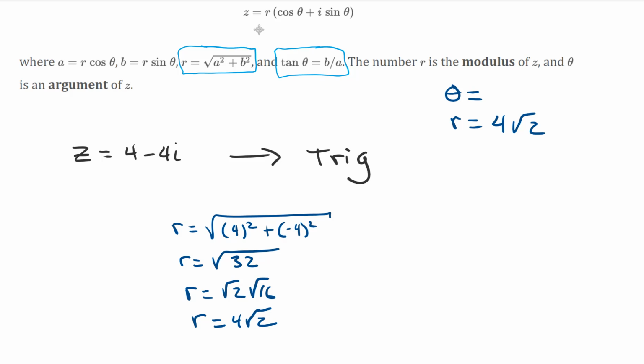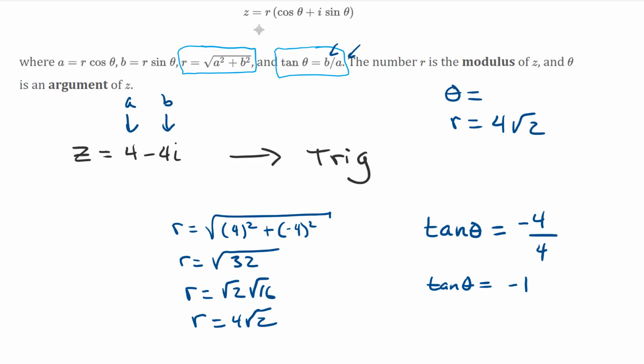And there's something I haven't done yet, and that's just to make a quick sketch, because we don't know what quadrant this is in. So let me show you what I mean. You know, tangent of theta is equal to b over a. Cool. So our b in this case is what? Negative 4. And our a is positive 4. So I'm going to say negative 4 over 4, there's our b over our a. So tangent of theta is equal to negative 1.